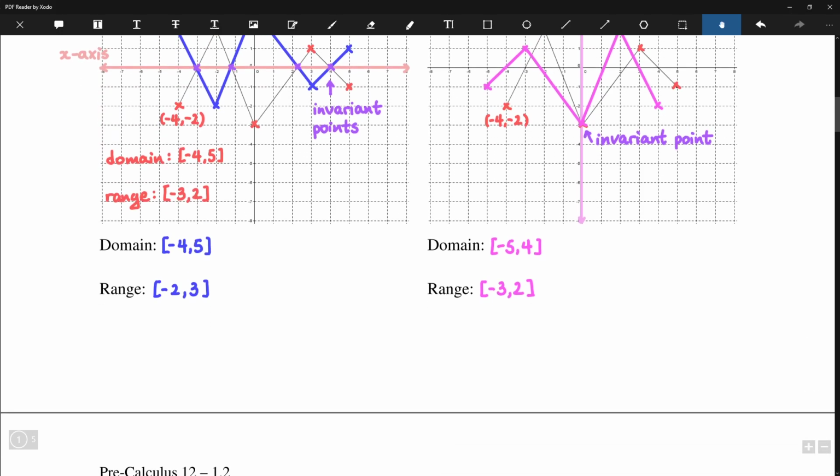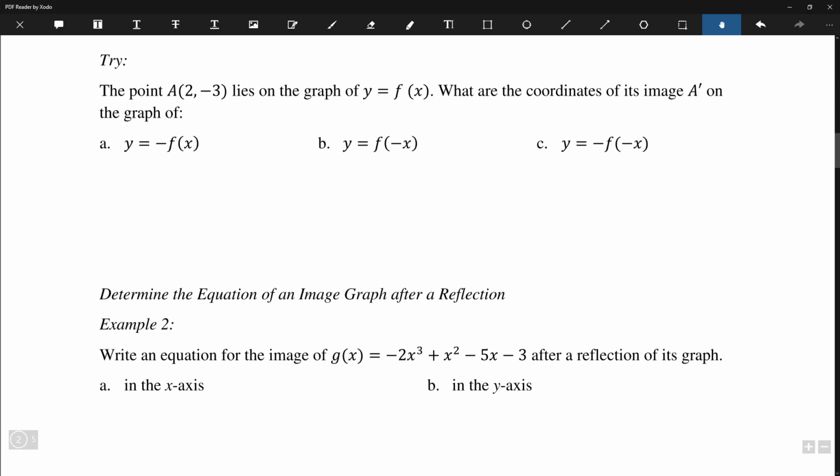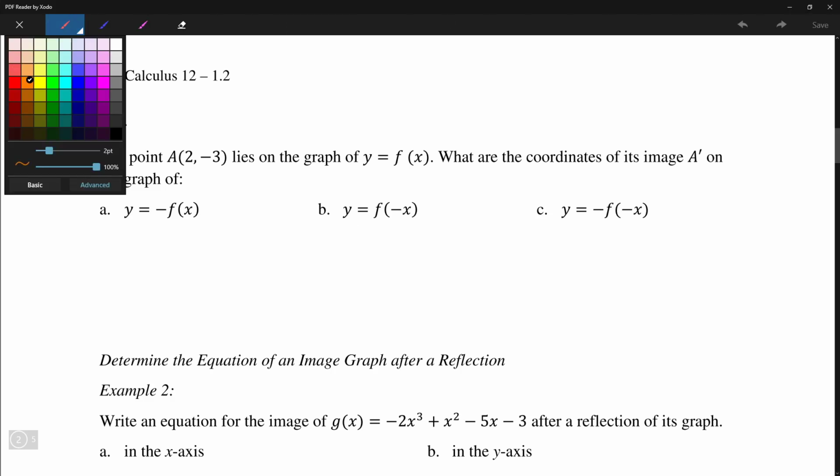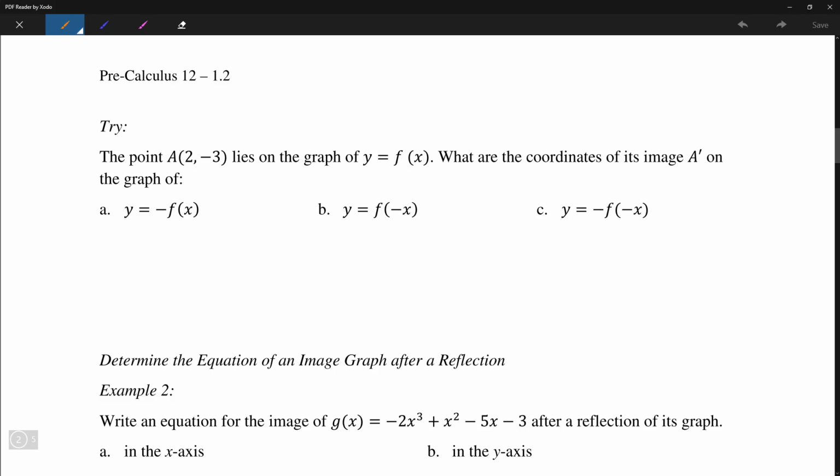So next up, we have some algebraic examples. See here, the point A, which has coordinates (2, -3), lies on the graph of y equals f of x. What are the coordinates of its image A prime on the graph of, and then A, B, and C? So let's look at each one. First example here, this is a reflection over the x-axis.